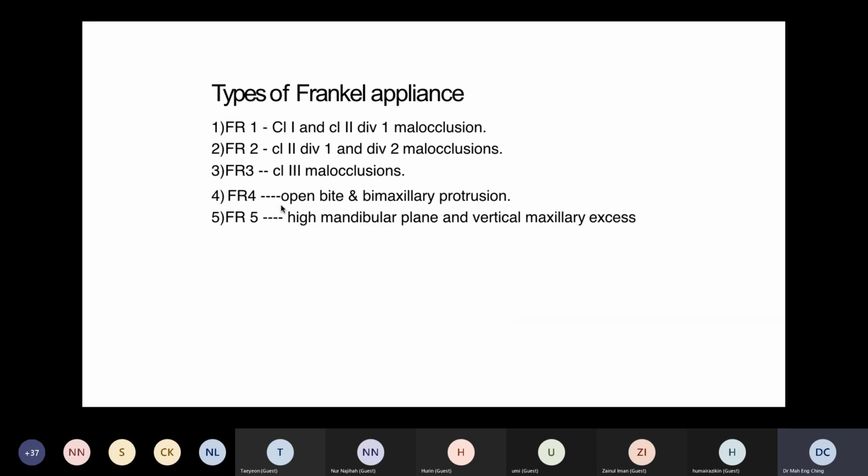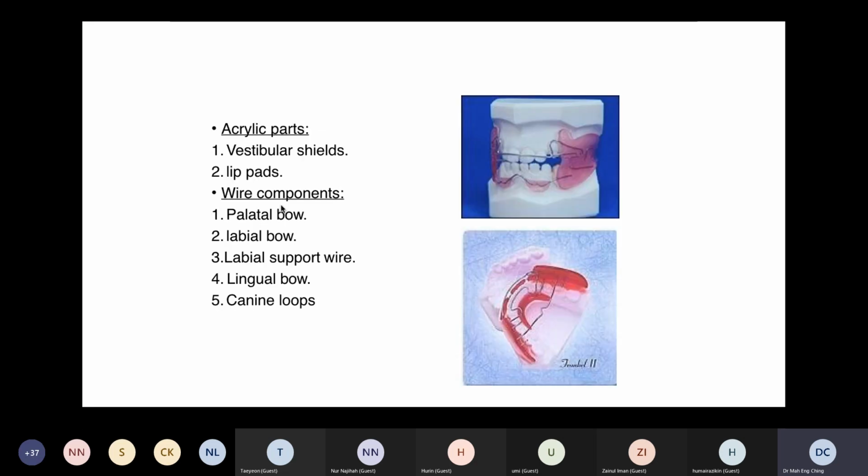The types of Frankel appliance, there are so many designs. There are Frankel 1, 2, 3, 4, 5, and they deal with different malocclusions. For the acrylic part, we have the vestibular shield. This one will block the buccinator or circumoral muscle. They also have the lip pads.